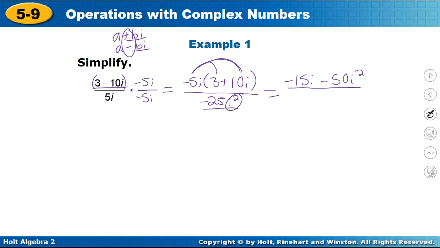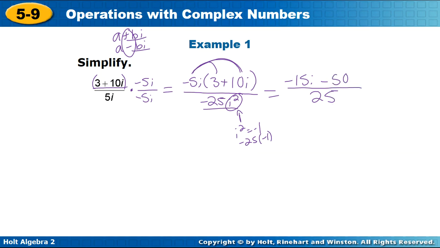Remember, i squared is equivalent to negative 1. So really, this is negative 25 times negative 1. Negative 25 times i squared is the same thing as negative 25 times negative 1. So that's going to be a positive 25. Also, we could probably go ahead and simplify this i squared too. That i squared, again, is equivalent to negative 1.